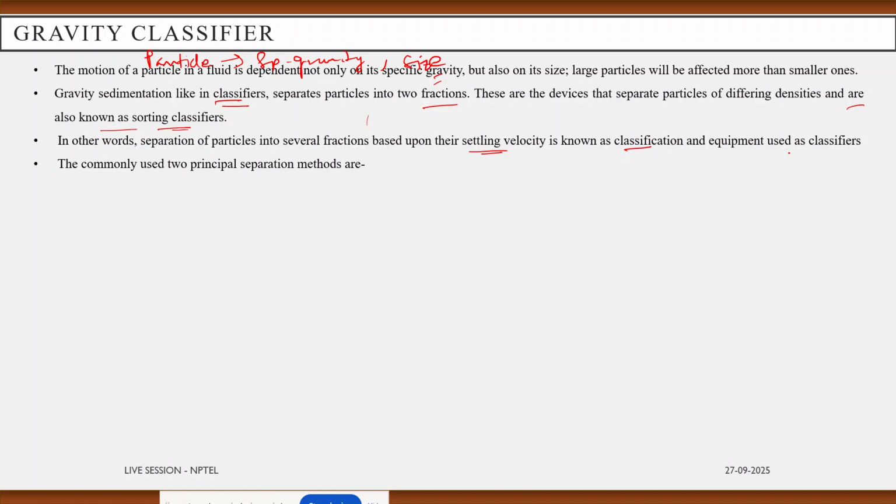There are some commonly used principal methods for gravity classifiers. Two very well known methods that you all may know are the sink and float settling, and another one is the differential settling.